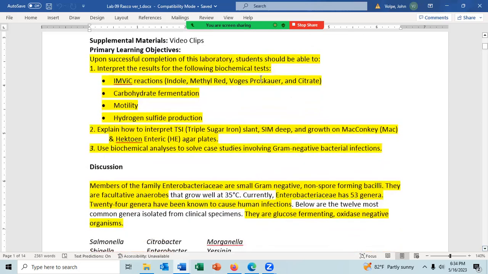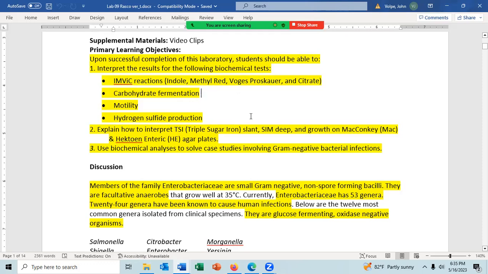And then these are your learning objectives. One, be able to interpret the results for the following biochemical tests. You need to understand the IMViC reactions. IMViC is an acronym for four different tests: the indole test, the methyl red test, the Voges-Proskauer test, and the citrate test. And let me warn you, I'm not Russian, so I could be really butchering this name. We're also going to talk about the carbohydrate fermentation test, the motility test, and the hydrogen sulfide production test. Any questions about these different tests?